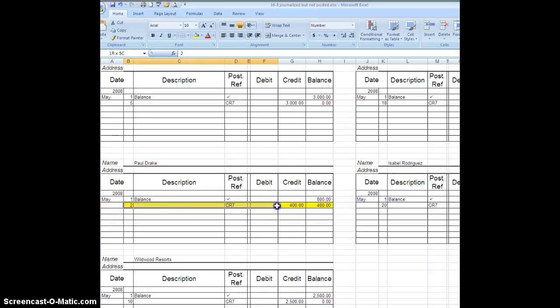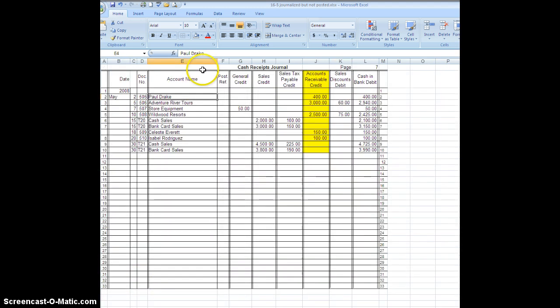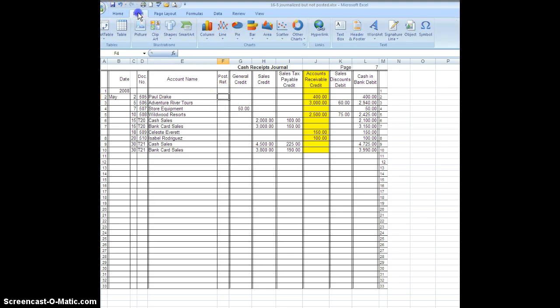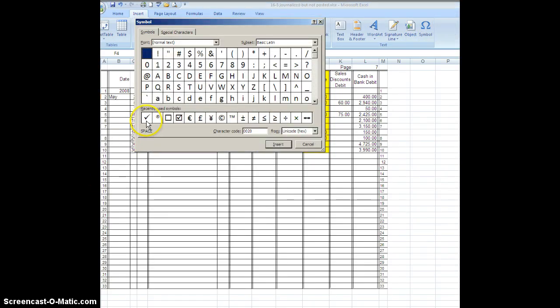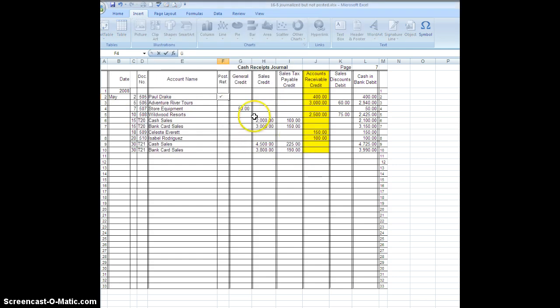So let's get rid of this highlight. And we'll say no fill. And again, we're in a subsidiary ledger, so that means that we have to go back to cash receipts. And in posting reference, to indicate that we posted to Paul's individual account, we need to put a check mark in there. So you're going to do the same thing as before. Go to Insert, Symbol, click on your recently used symbols, the check mark, Insert, Close.